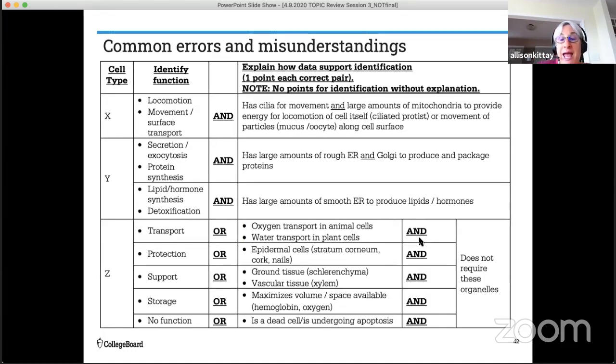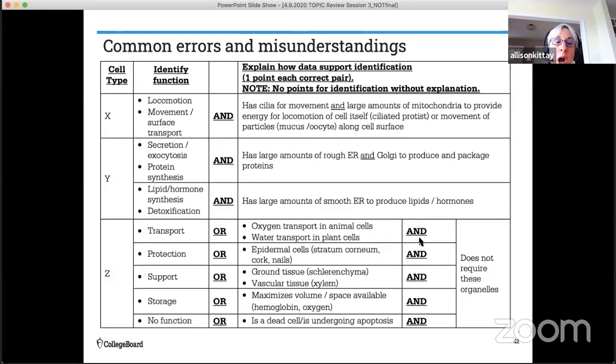So cell type X, because it had cilia and a large amount of mitochondria, the mitochondria produce the energy and the cilia move. They move things along surfaces or they move an organism. So the function of this cell type is likely some type of movement. Okay, don't name the cell. You don't need to name a muscle cell or any specific cell. You are identifying the function.